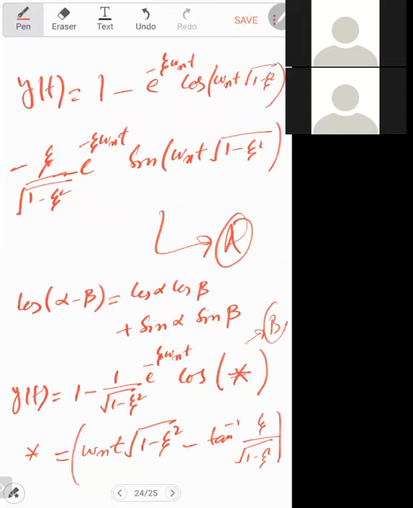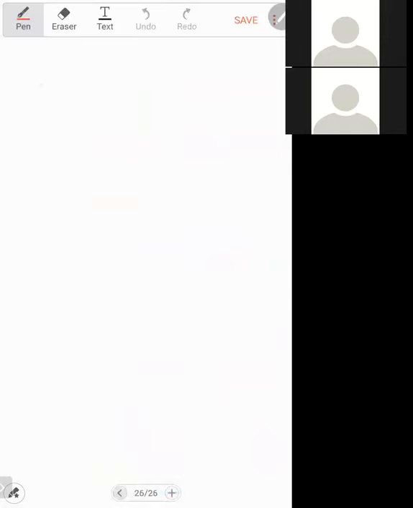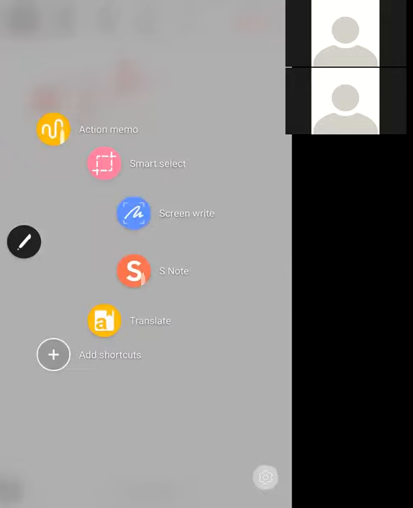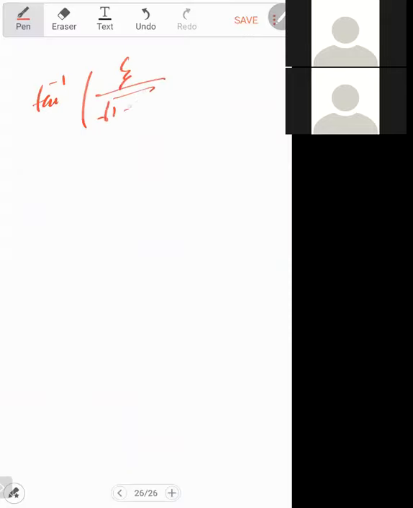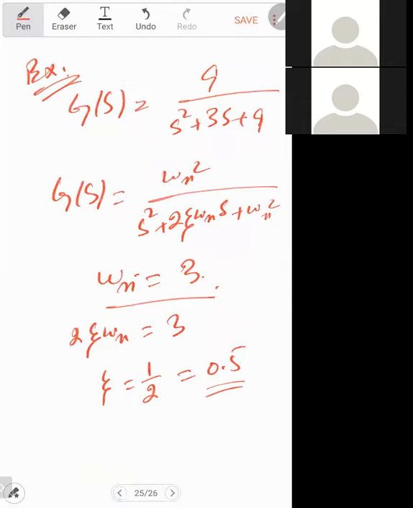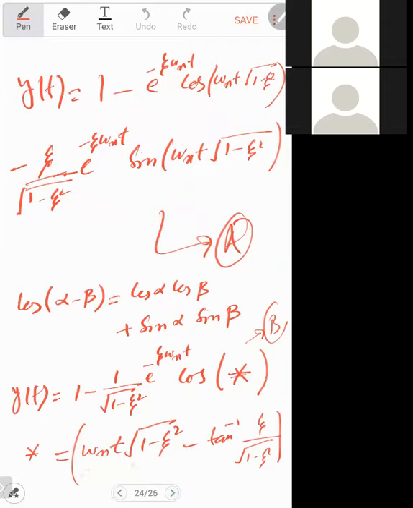In the second expression, we have tangent inverse of zeta divided by the square root of 1 minus zeta square. So we have to find that one. Tangent inverse of what? Zeta divided by 1 minus zeta square. If you find this one, this is equal to 30 degrees because zeta is equal to 0.5. Similarly, you have to use the other term, omega n multiplied by the square root of 1 minus zeta square. Omega n is equal to 3 and zeta is equal to 0.5. If you simplify this one, it will become equal to 2.598.